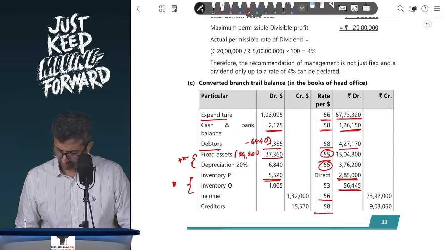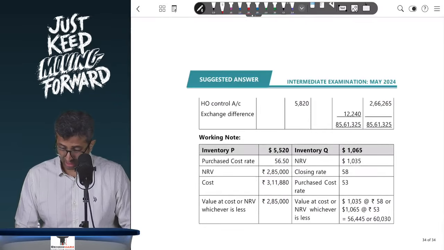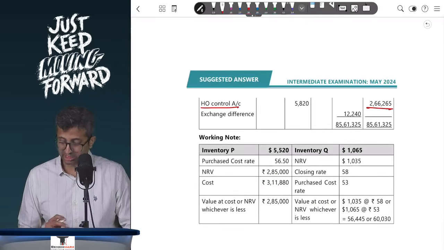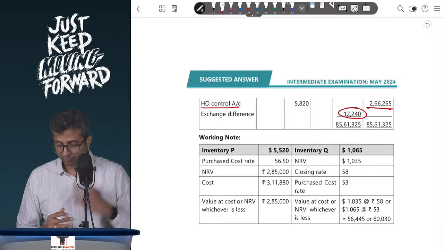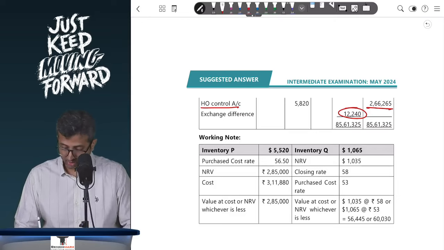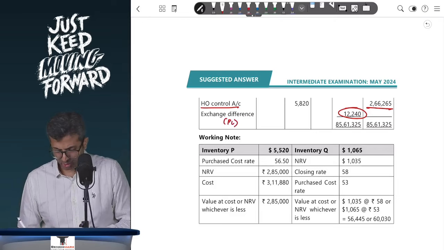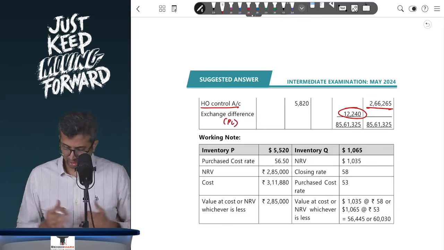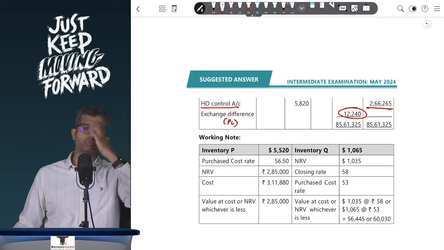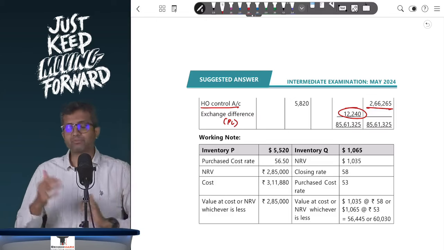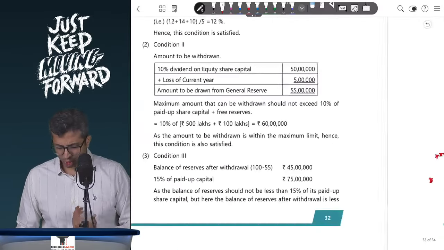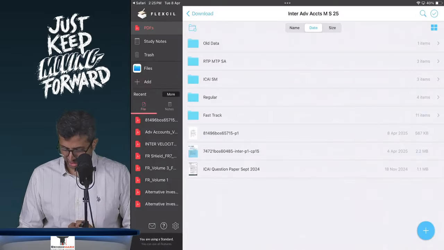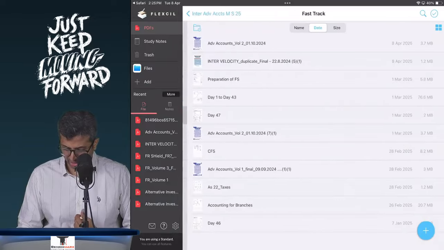Income is at 56, creditors at 58, and then your HO account as the actual at 266,265, and thereby the balancing figure over here will be the exchange difference, and this will be taken into the P&L account. The workings over here will be separately given for the inventory. Remember, inventory you do cost or NRV, whichever is lower, after converting the relevant items into rupees. And I guess that should be it. So over here, this takes care of your branch.